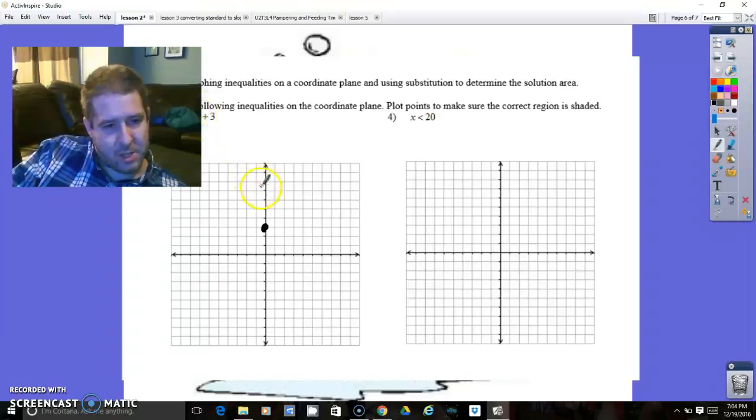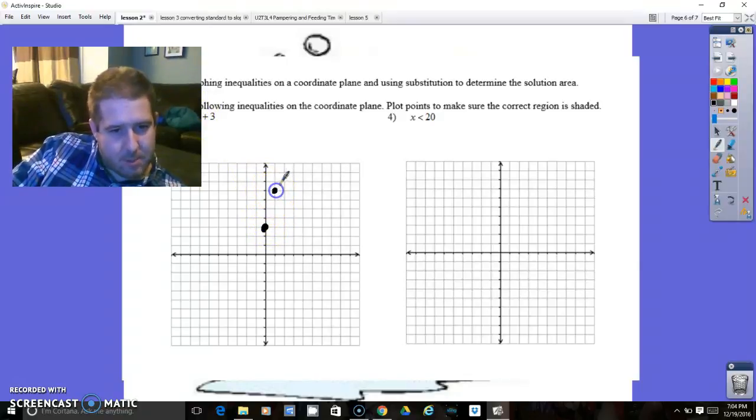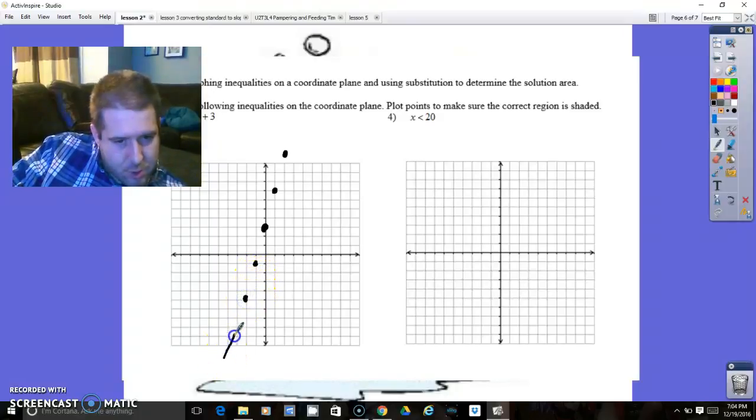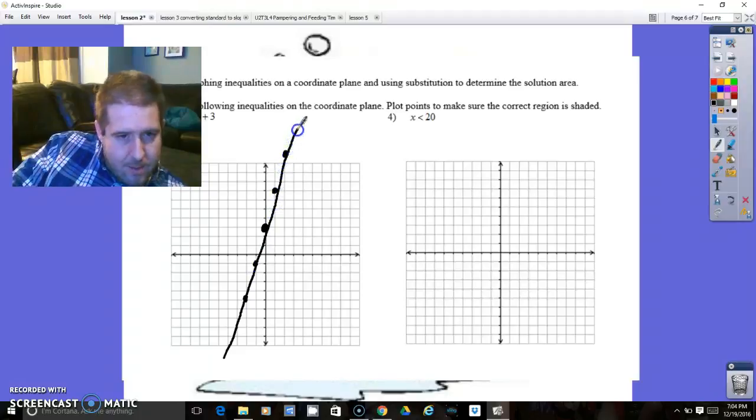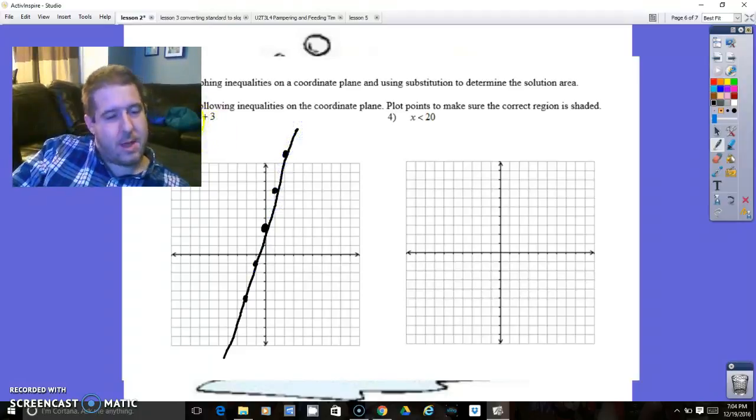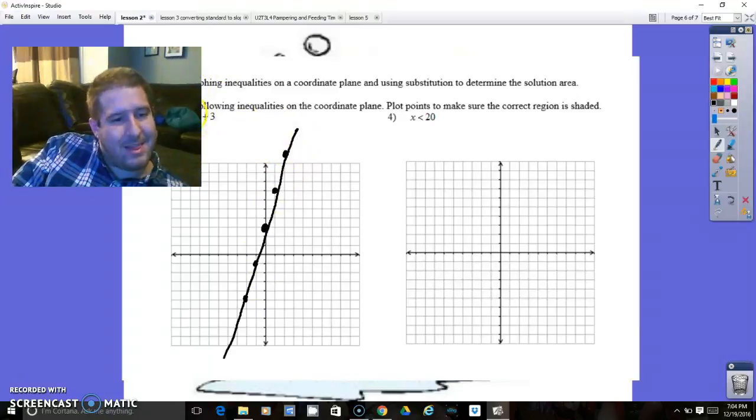And if the equation has a slope of 4, 1, 2, 3, 4, that means the next point is going to be 4 above, 1, 2, 3, 4. But the previous point was going to be 4 below, 1, 2, 3, 4. I think I miscounted. Okay, so there's your boundary line. And it does say or equal to, so that means anything on that line is an answer. And the answer is going to be anything less than.